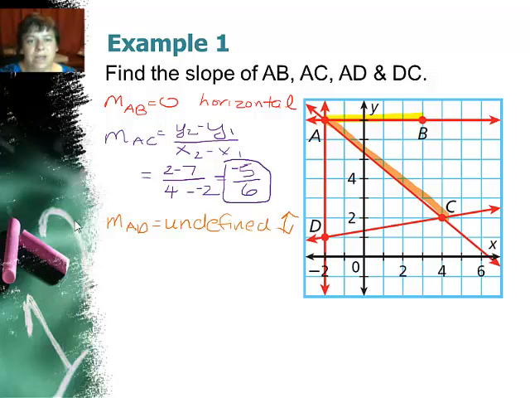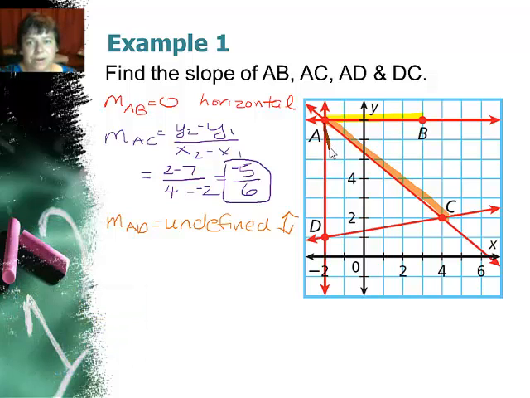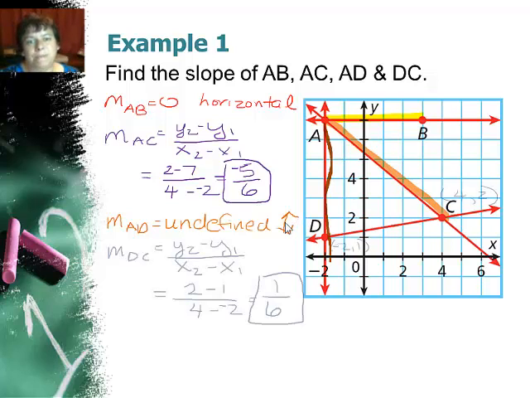Now, this next line, AD, is undefined. Let me go ahead and get a slightly different color here. That would be this line right here. It's going straight up and down, so it's a vertical slope. The rise is everything. The run is 0, and if you try to put that in your calculator, it would balk and say, I don't know what you're talking about, which is why we say this slope is undefined.